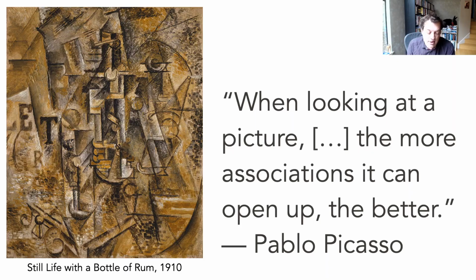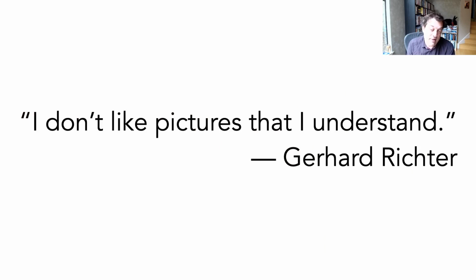But ambiguity became particularly important in the modern art era. For example, Picasso said that when looking at a picture, the more associations it can open up, the better. So in the modern art era, ambiguity and suggesting different interpretations and different sorts of meanings became particularly valued in art. And the painter Gerhard Richter simply had said, "I don't like pictures that I can understand."